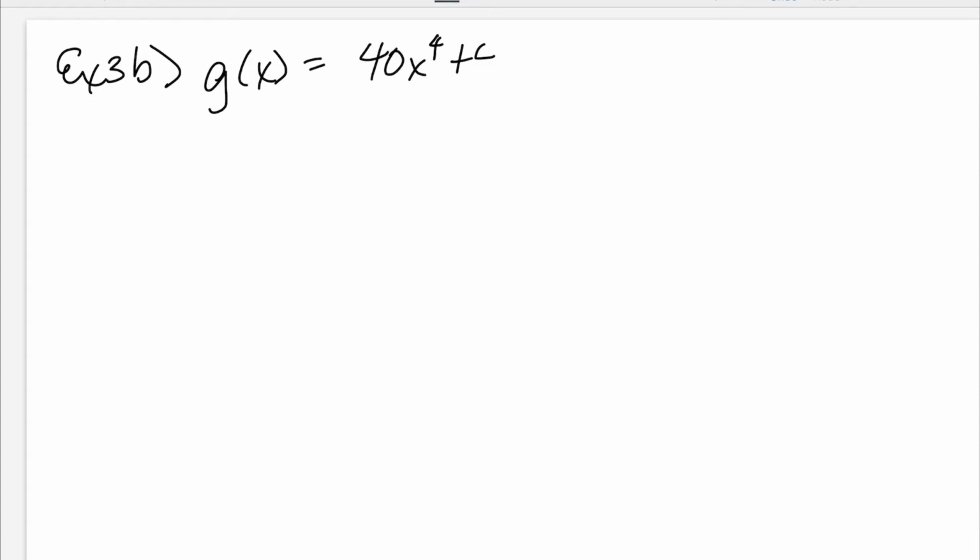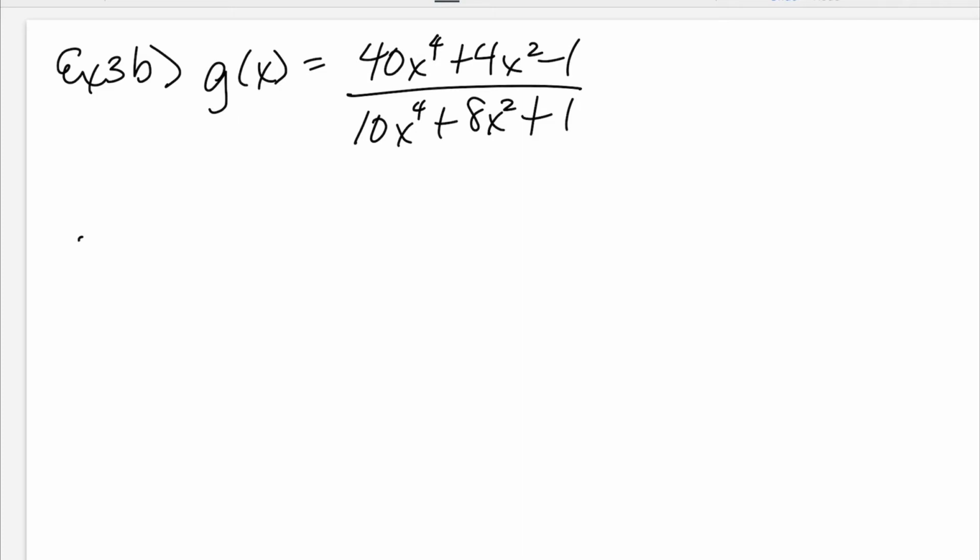Let's do another one. Here is example 3b. I'm given my rational, 40x to the fourth plus 4x squared minus 1 over 10x to the fourth plus 8x squared plus 1. So right now, we are going to take my limit and work that through. The limit as I approach from the left and the limit as I approach from the right. Well, positive and negative infinity is what I'm talking about.